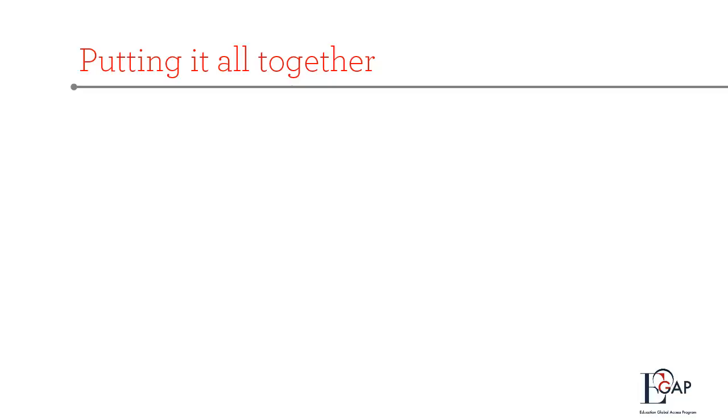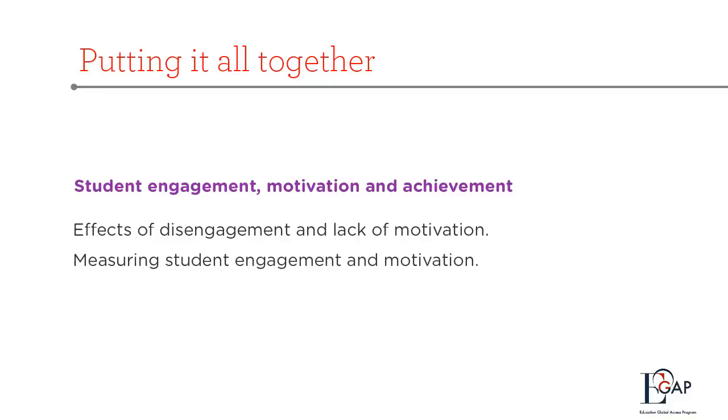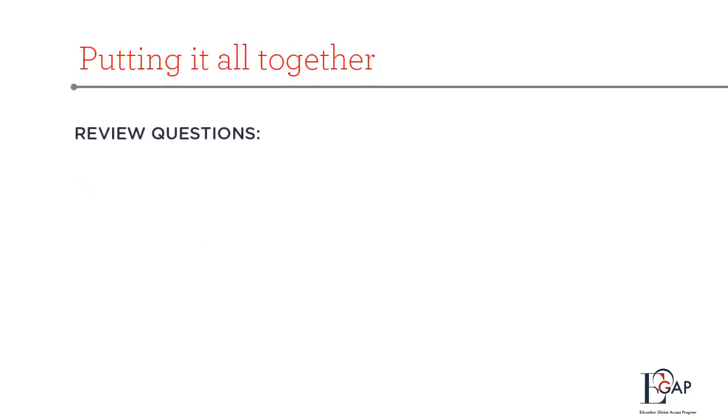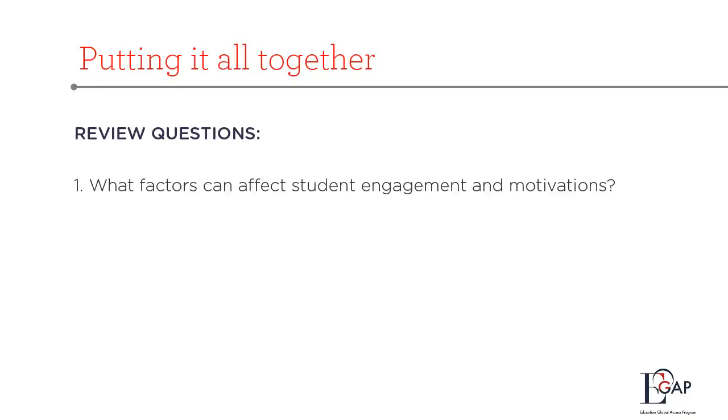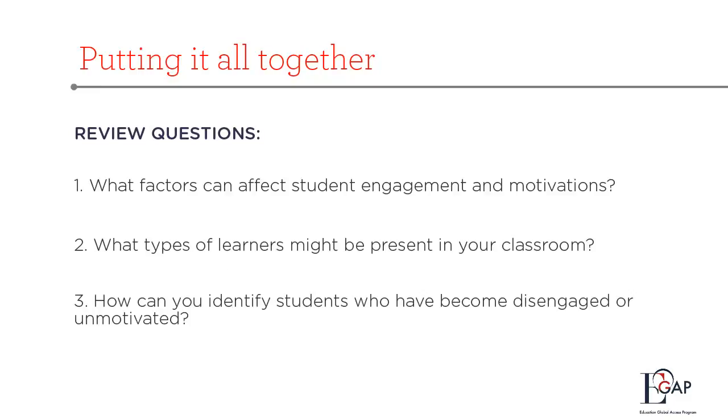In this video, we reviewed the importance of student engagement and motivation as it relates to student achievement. We reviewed the negative effects of disengagement and lack of motivation. We also learned a few ways to determine if your students feel engaged and motivated in the classroom. Remember the questions that you asked yourself at the beginning of this video. Now is a good time to answer these questions. Once you've done that, apply your answers to the themes of this video.